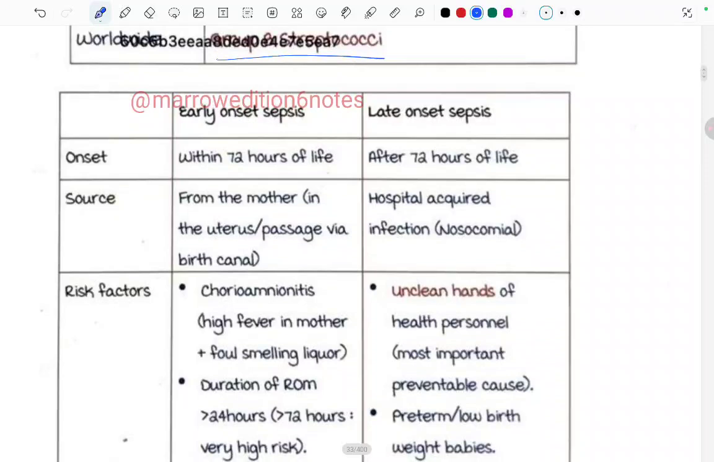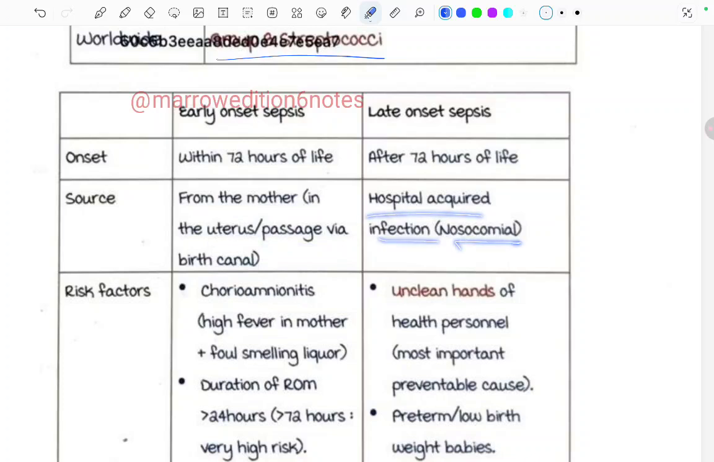First one is the early onset sepsis, and second one is the late onset sepsis. So let's talk about them side by side. Early onset sepsis occurs early within 72 hours of life, and late onset sepsis after 72 hours of life. That is early onset sepsis within 3 days of the birth, and late onset sepsis after 3 days of the birth.